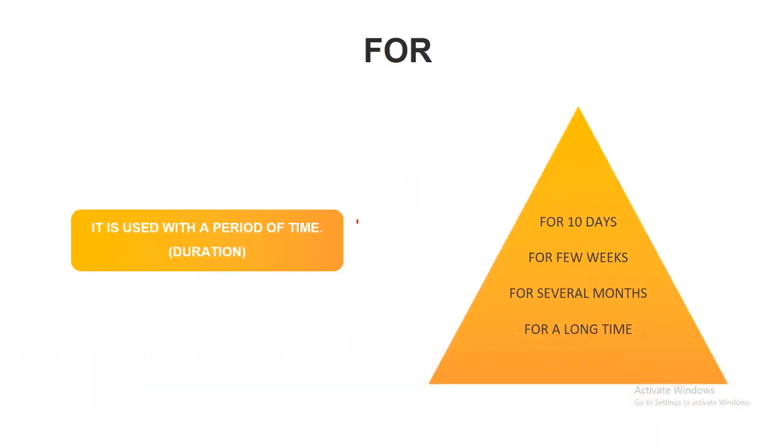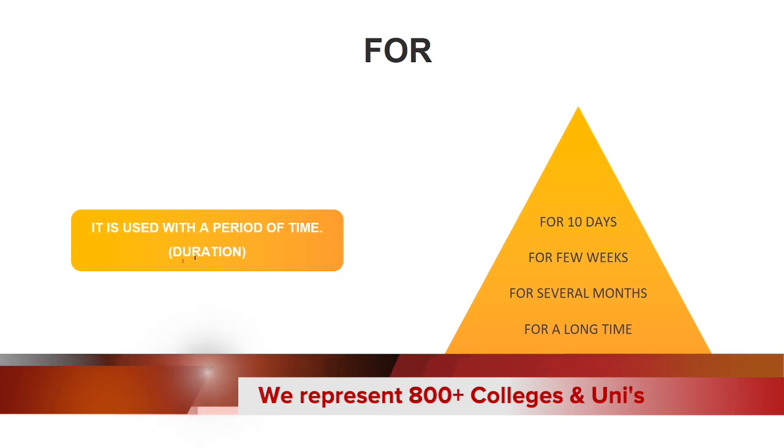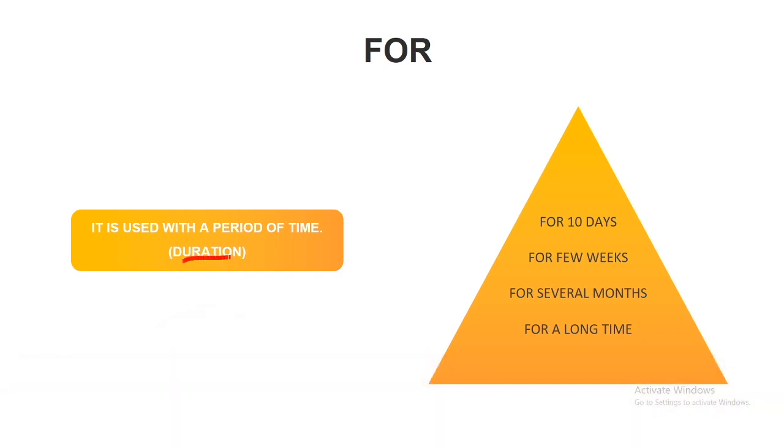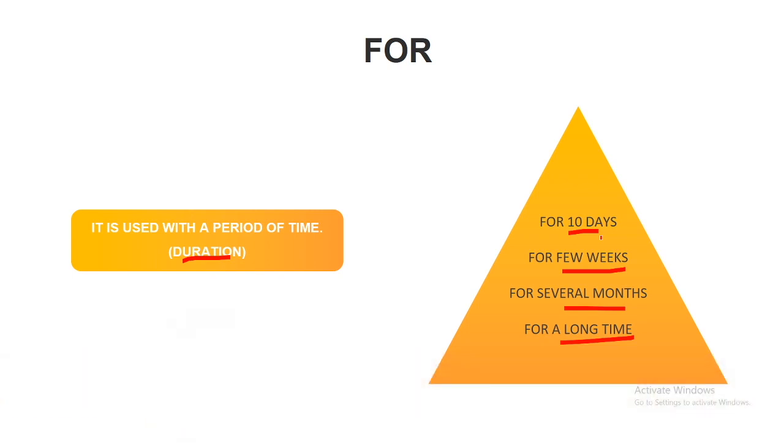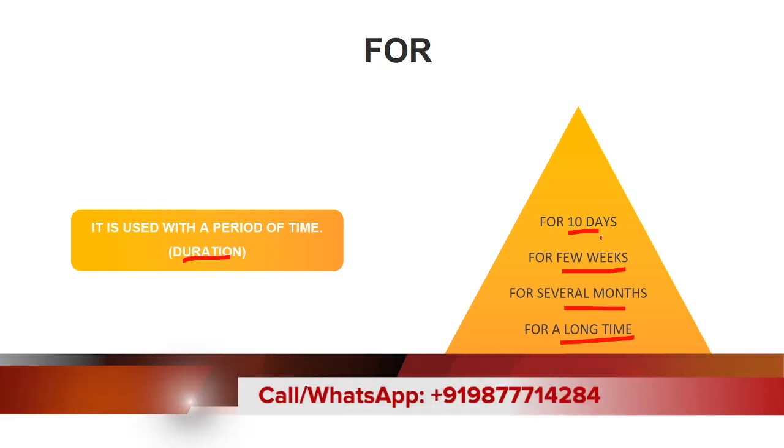For is used with a period of time. It's not with the starting of time, it's with the duration. For 10 days. Okay, for few weeks, for several months, for a long time. So these are the ways in which for is used. I have been waiting for you for 10 days. I am going on a vacation for few weeks. I will not be available for several months in the next year.